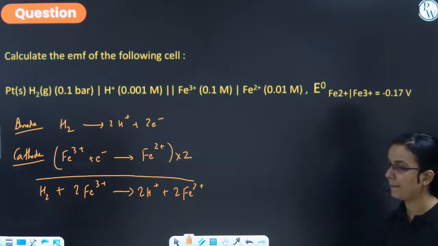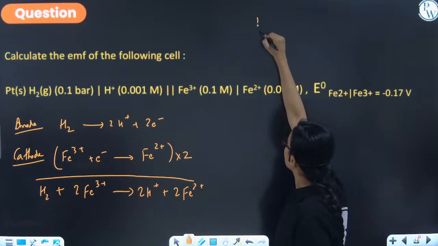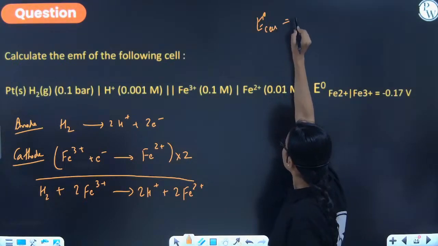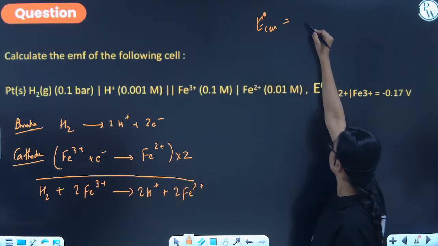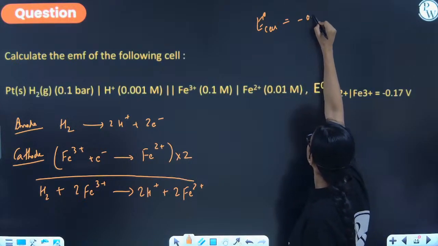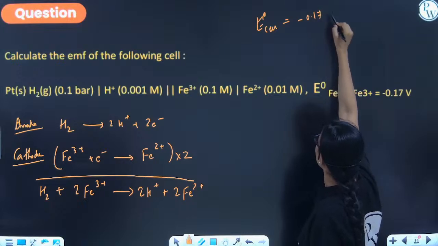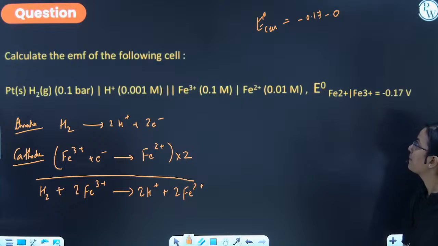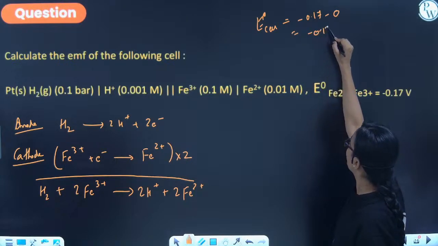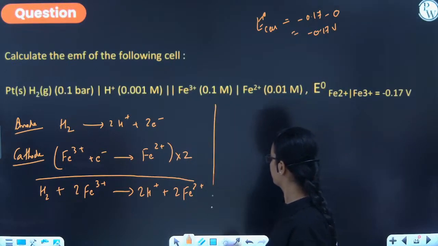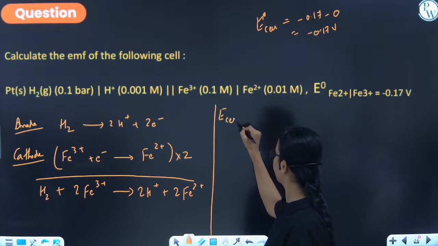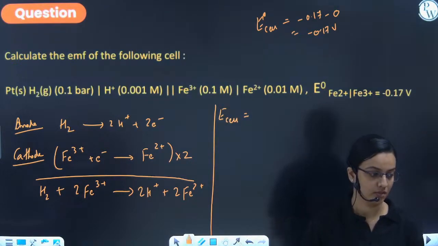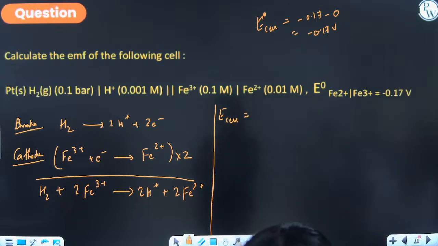ओके, इसके बाद मुझे E naught cell की value बताना. ठीक है, E naught cathode minus E naught anode. Anode is your hydrogen, so it will be 0. Okay? So it will be just minus 0.17 volt. आगे solve करो. Put values in Nernst equation.